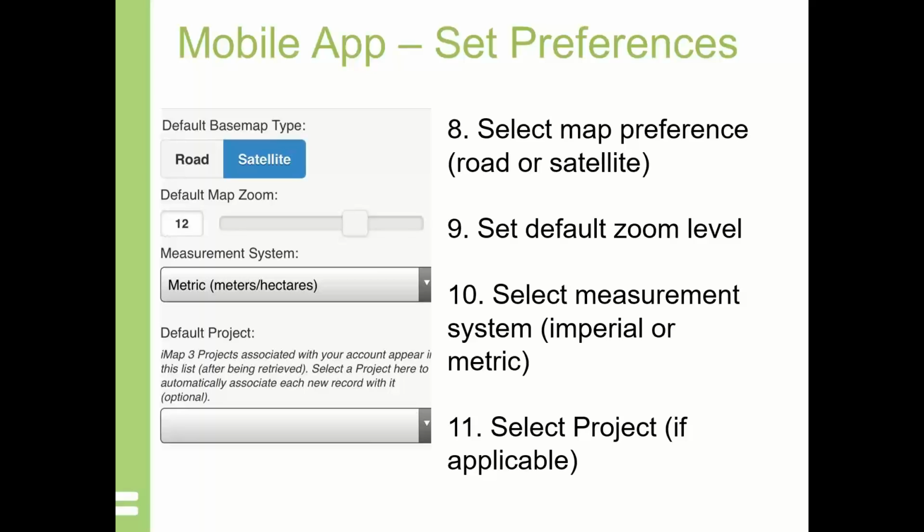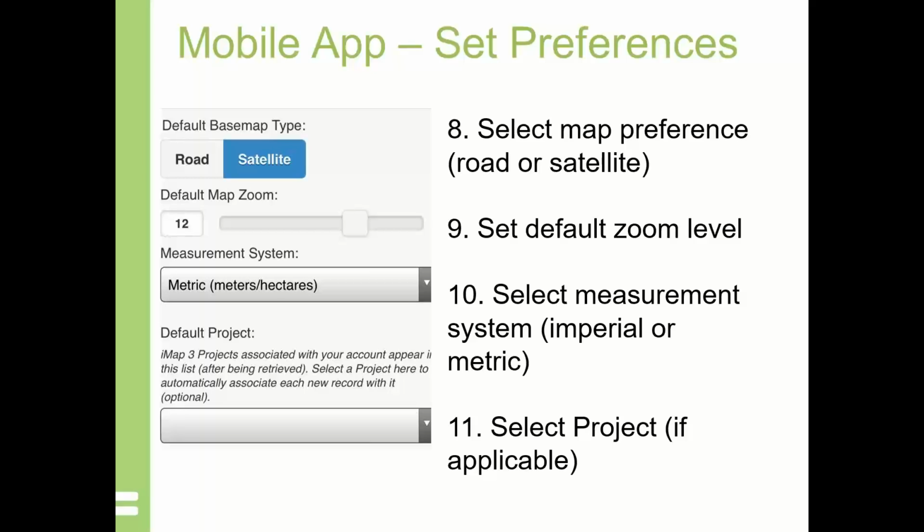And then you select your map preference, so road or satellite. I like working with satellite because there's more landmarks, but it all depends on what you want to use. The default map zoom is 12, and I've always left it there because when you're taking an observation, you can always zoom in or out with the app. And then you can choose your measurement system, so imperial or metric. I like working in metric, so that's what I chose.